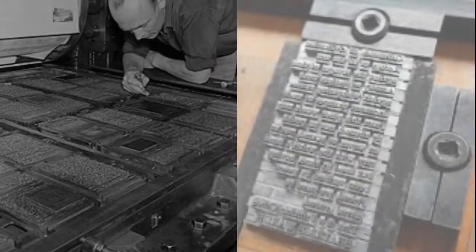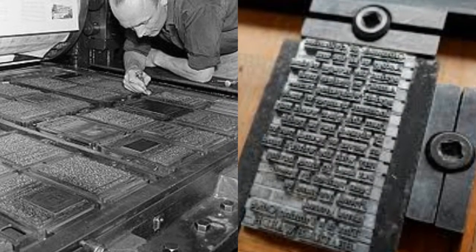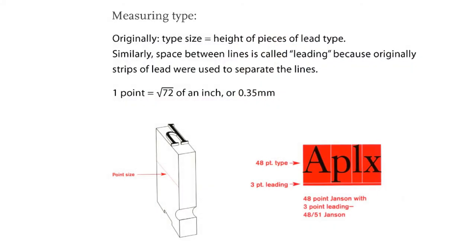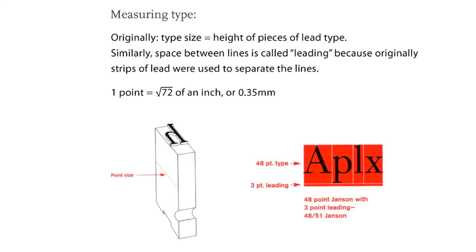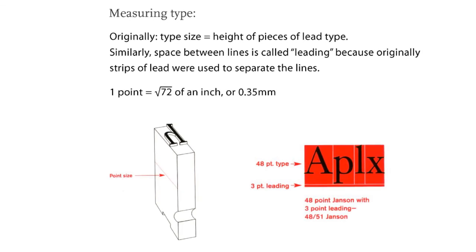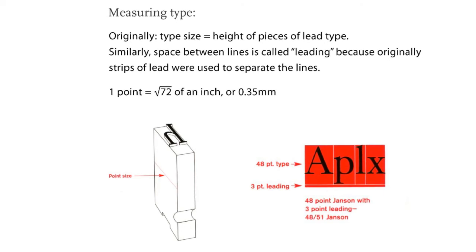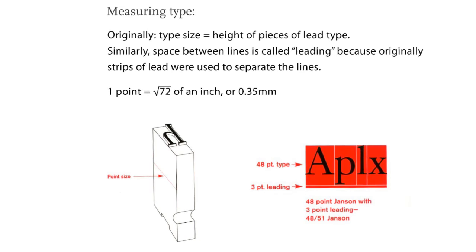Measuring type is also really important to communicating. Our existing measurements in type, again, reference back to the letterpress. Originally, type size had to do with the pieces of lead type in the letterpress, and similarly, the space between, which is called the leading, originally had to do with the strips of lead that were used to separate the lines.